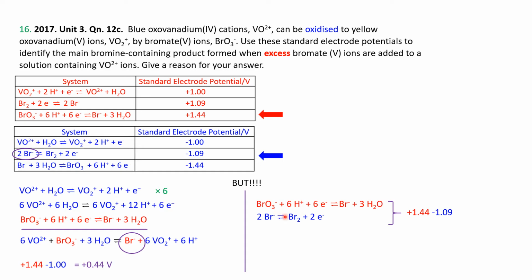Put those two together and the overall cell potential is positive. Plus 1.44, that really high reduction potential for bromate, is high enough to be able to oxidize the bromide, even though bromide really doesn't want to be oxidized too much. Put them together and plus 0.35 volts is the overall potential for that second reaction. In other words, bromine is going to be the final main bromine-containing product, because while you make bromide, you've got excess bromate floating around, so you can then oxidize the bromide to bromine. Fun one, I thought.